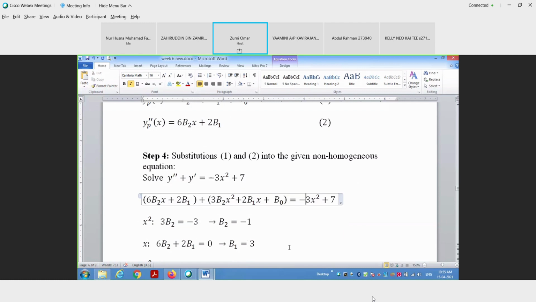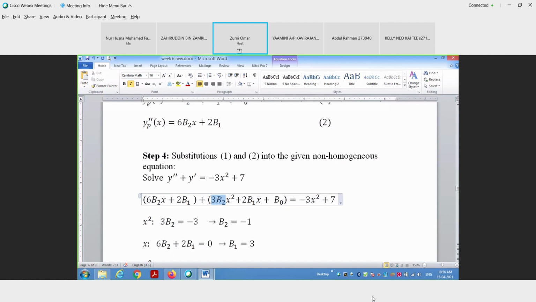And now we have to compare the coefficients, right? The highest power of x now is x squared. So x squared. And then we compare the coefficients of the right hand side and the left hand side. For x squared, we have the coefficient 3 b2.